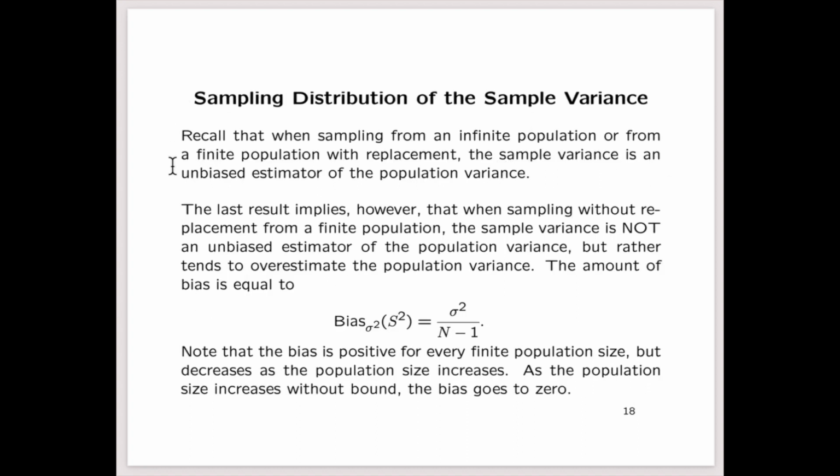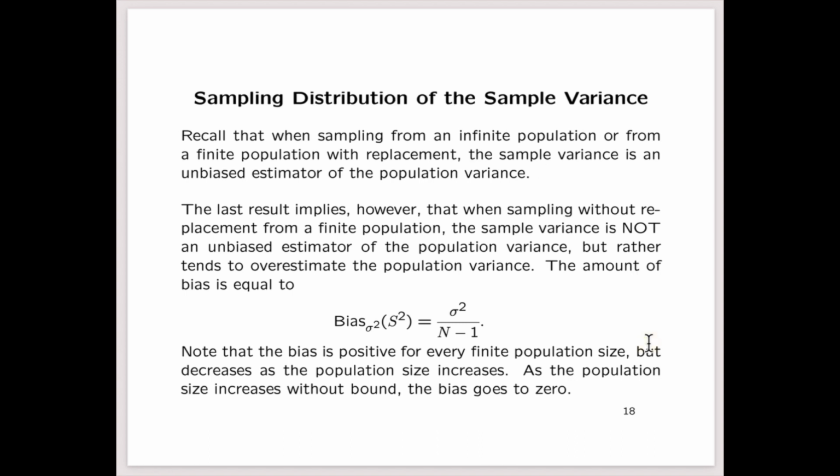Okay, and so that's what we're saying here. The sample variance, because we're dividing by n minus 1 in that formula under IID random sampling, is an unbiased estimator of the population variance. Now, this last result implies, however, that when sampling without replacement from a finite population, the sample variance is not an unbiased estimator of the population variance, but rather tends to overestimate the population variance.